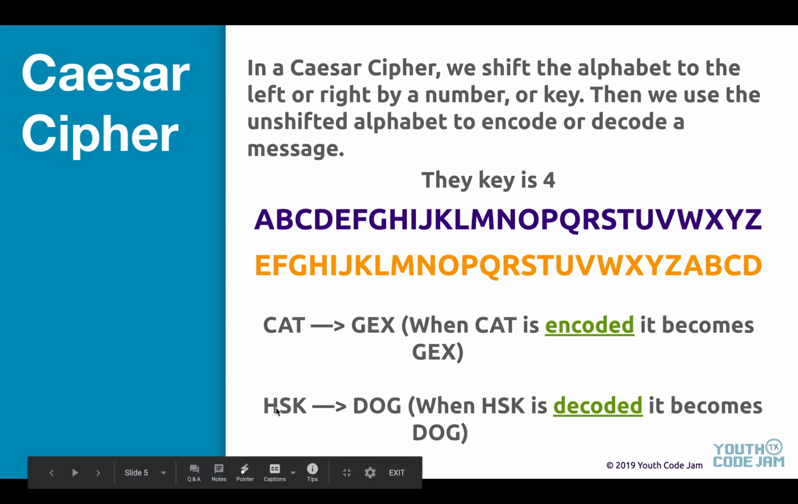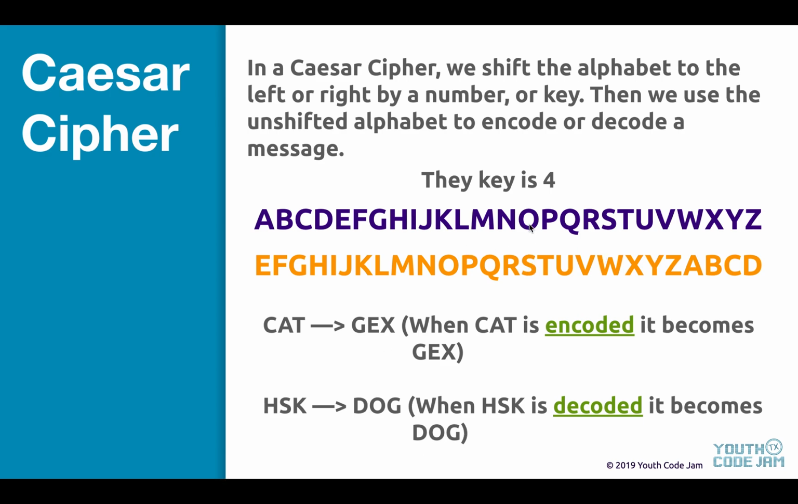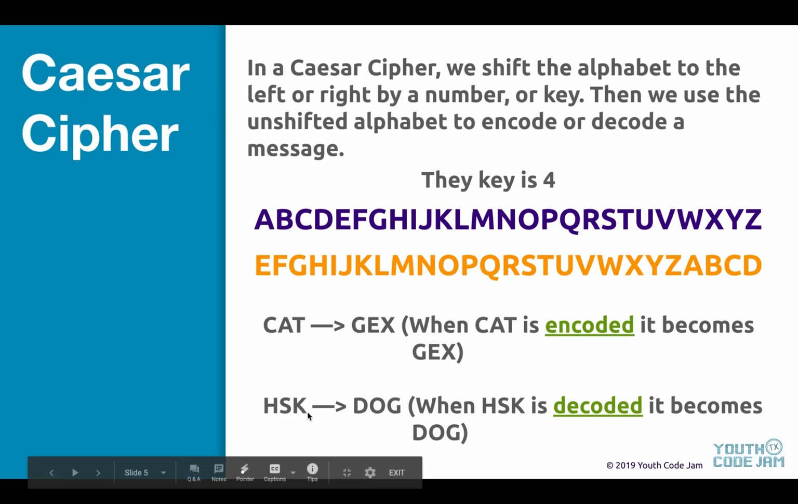And then if I want to work backwards, I would go from orange to purple up here. So H corresponds to D. So I'd write D down. S corresponds to O. And K corresponds to G. So HSK is decoded to be dog. And that's all we're going to do today.